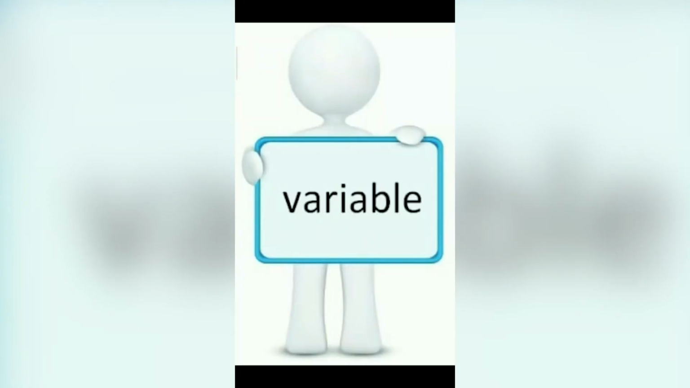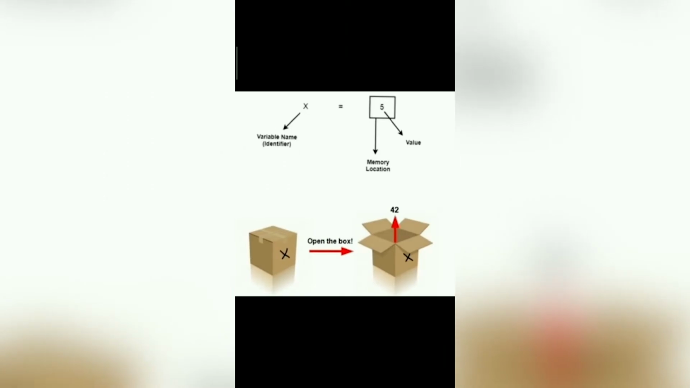Today I am here to explain the Python concept, that is variables. What is a variable? A variable is like a container which stores values in it. It is also called an identifier. So here the variable name is x and it stores a value 5.